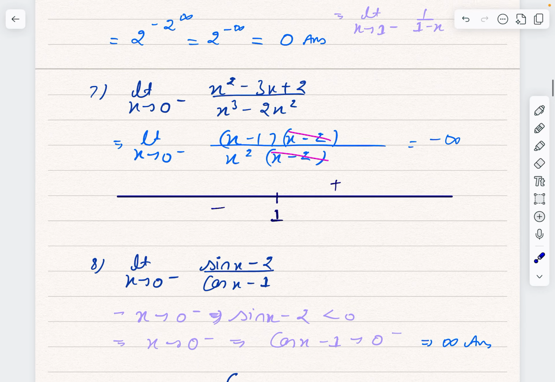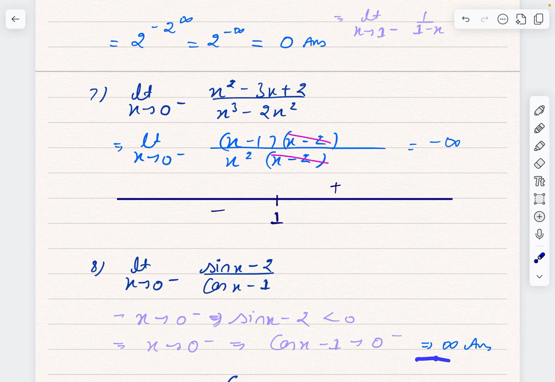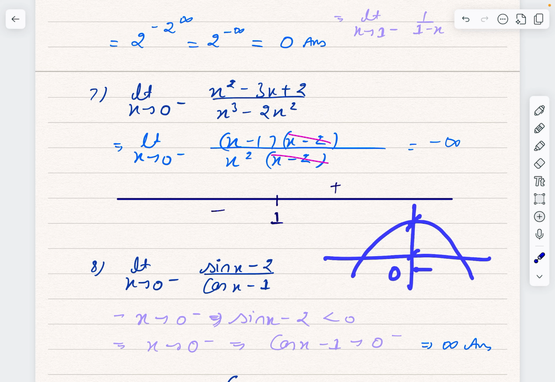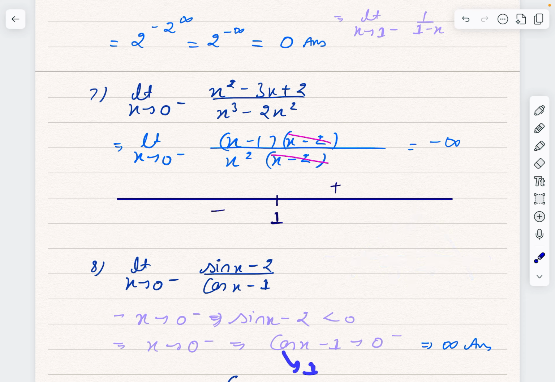Okay, guys, let us start discussion now. The answer here is plus infinity. See how, when x tends to 0 negative, sin x minus 2 will be negative only. When x tends to 0 negative, cos x minus 1 also will be 0 negative, because cos of 0 is 1. If you see the graph, cos of 0 is 1, but on the right of 0 or left of 0, it will be slightly less than 1. So cos x we can say is 1 negative, slightly less than 1. So 1 negative minus 1 will be 0 negative.